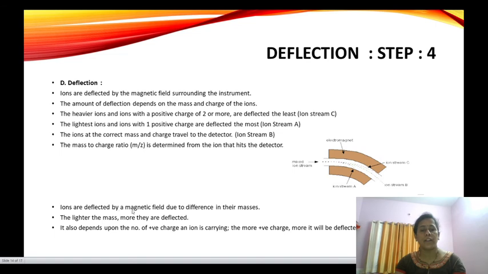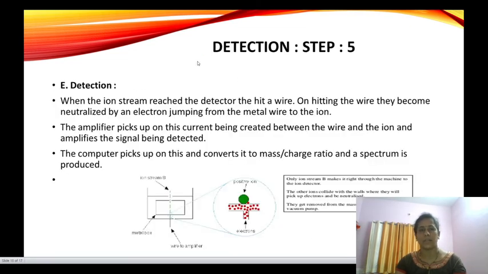Ions are deflected by means of the magnetic field due to differences in their masses. The lighter the mass, the more they are deflected. It also depends upon the number of positive charges: the more positive charge they carry, the more the ions are deflected. Then the last step, that is the detection.